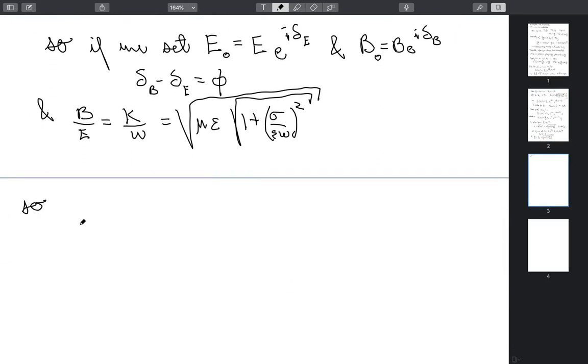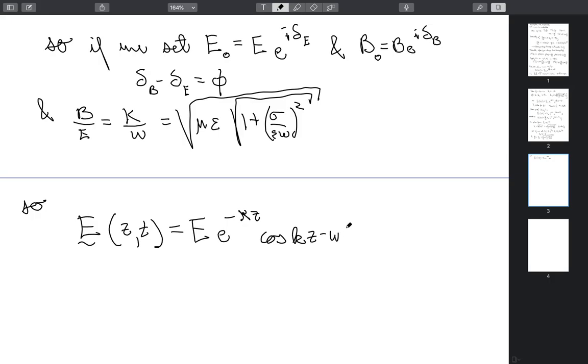Okay, so the final form can be written like this. We'd have that E of z and t is equal to this amplitude that we originally had, e to the minus kappa times z. The physical fields are just the real part of the exponential phases that we had. So now I'm just going to take the cosine of kz minus omega t plus this phase delta E that we had, all of that in the x direction.